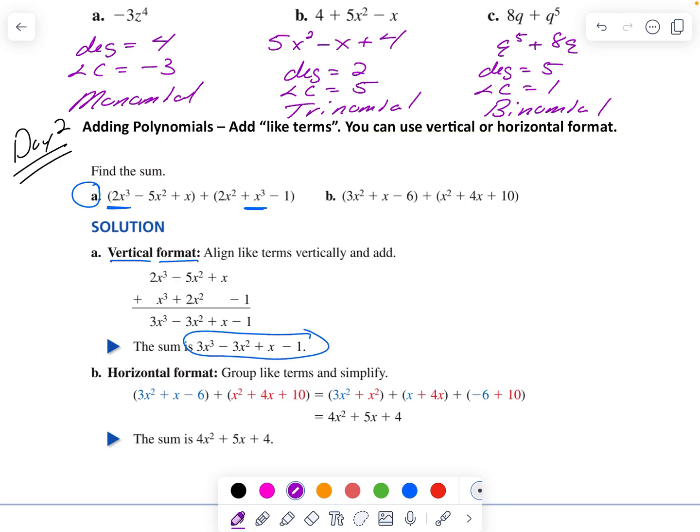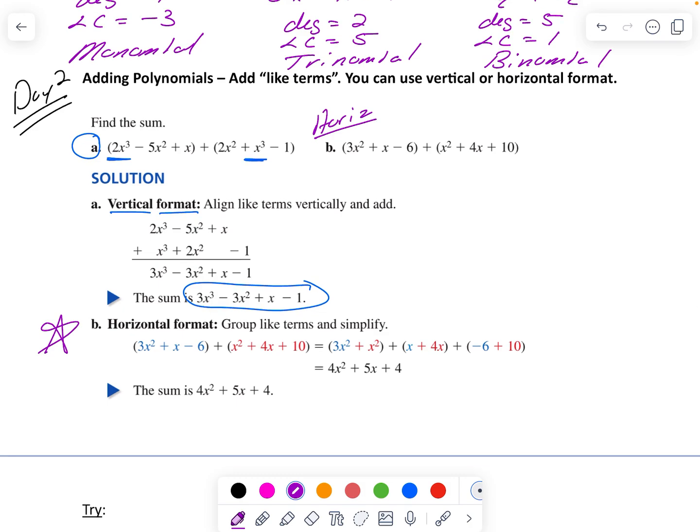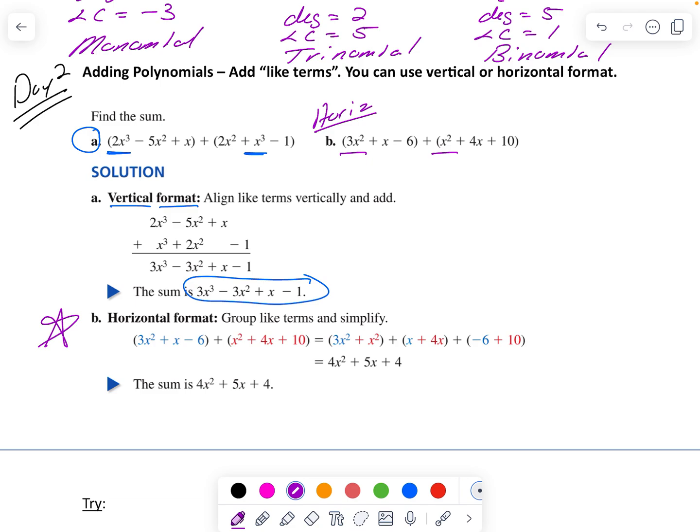The other way, which I prefer, I think you would prefer, we're going to do this one in the horizontal format. And so when it's like this, you can underline or just cross off as you use them, things that are alike. So 3x squared plus 1 more x squared gives us 4x squareds altogether. Switching colors, 1x plus 4x's gives us 5x's altogether. -6 plus +10, +4. And there we go, that's our answer.